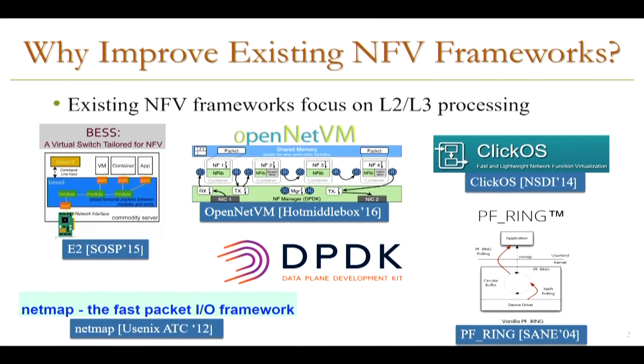In recent years, the performance of NFV platforms has been significantly improved by leveraging kernel bypass I/O libraries, such as DPDK and NetMap. Some representative high-performance platforms are ClickOS, BESS, and NetVM. However, these platforms mainly focus on L2 and L3 processing that limits the types of NF that can be supported.